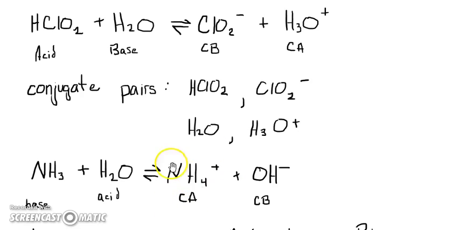Now let's look at it in the reverse reaction. NH4+ is giving up the H+ because it's making NH3, and OH- is accepting the H because it's becoming H2O. So NH4+ is our conjugate acid, and OH- is our conjugate base. When we're looking at conjugate pairs for this one, we have NH3, which is our base, with its conjugate pair NH4+. And we have H2O, the acid, with its conjugate pair, OH-.